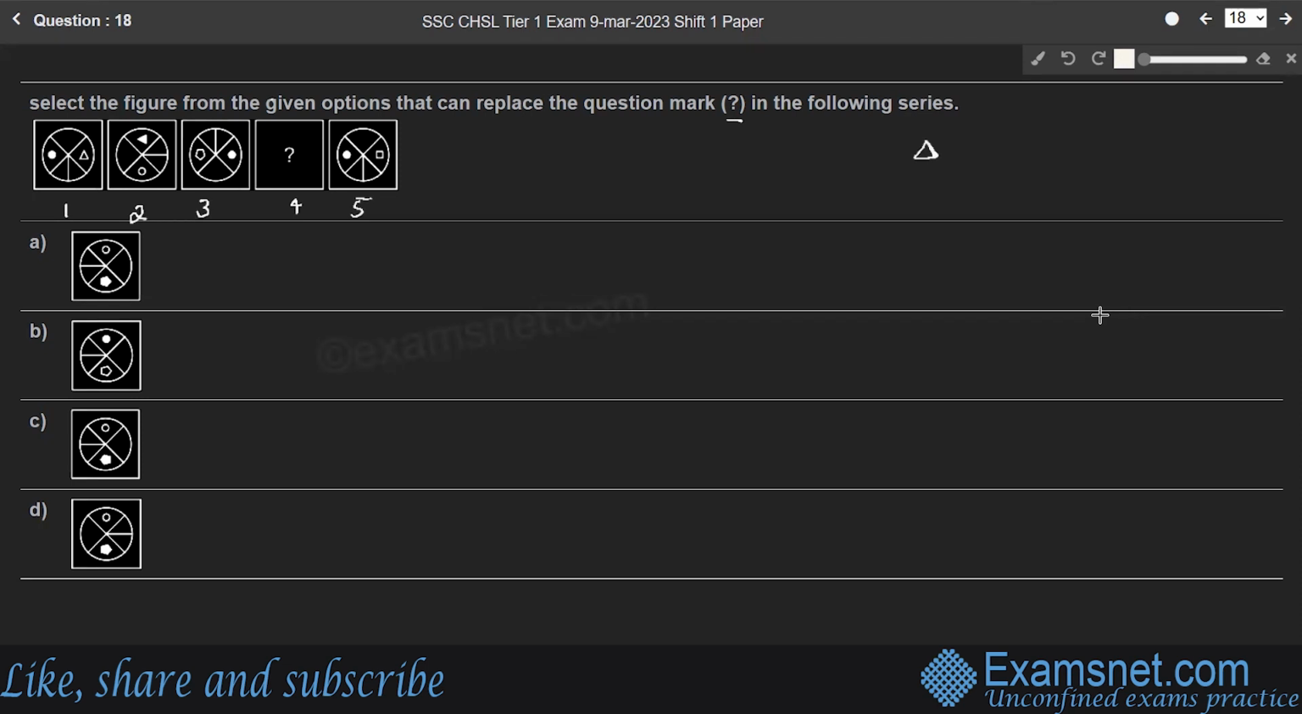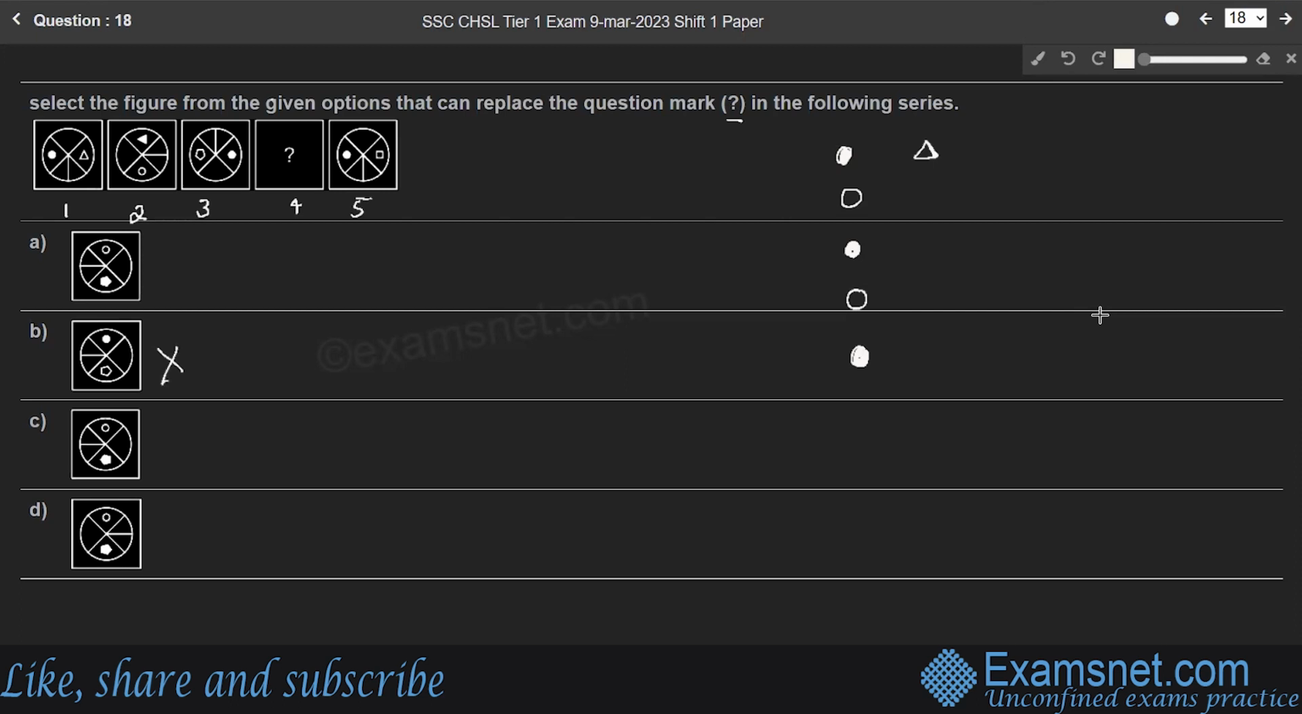Whereas in the second figure, this circular portion is not shaded. In the third figure, it is again shaded. Therefore, in the fourth figure, the circular portion should be non-shaded. Again, in the fifth figure, it is shaded. Therefore, in the fourth figure, pick the figure in the given options in which the circular portion is not shaded. So look at the options here, right? In options A, C, and D, the circular portion is not shaded. Therefore, option B is not the answer here.